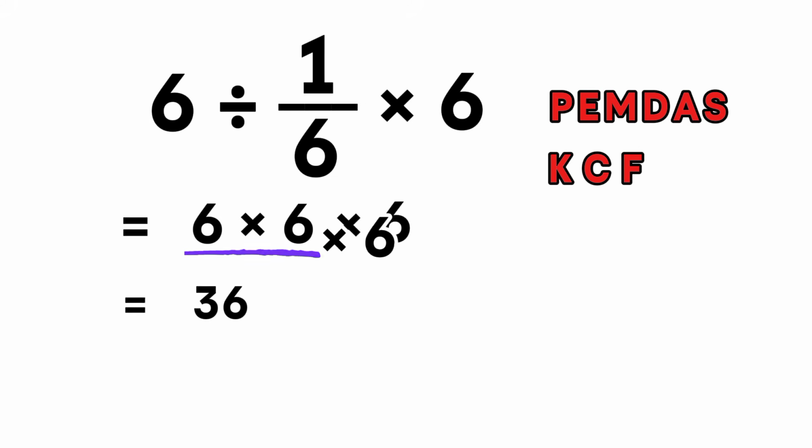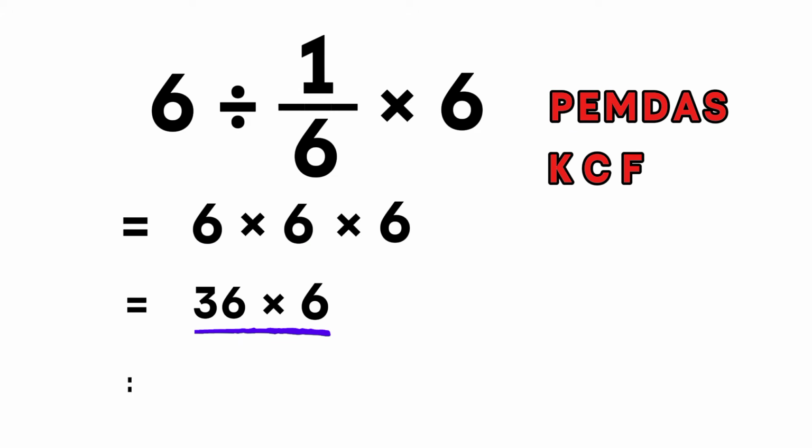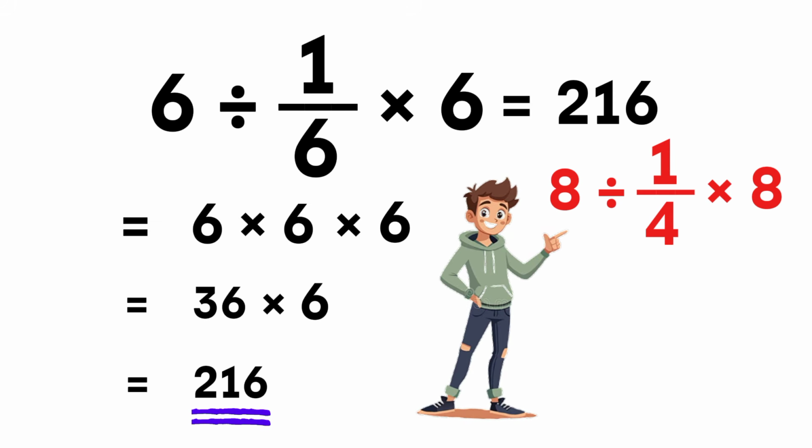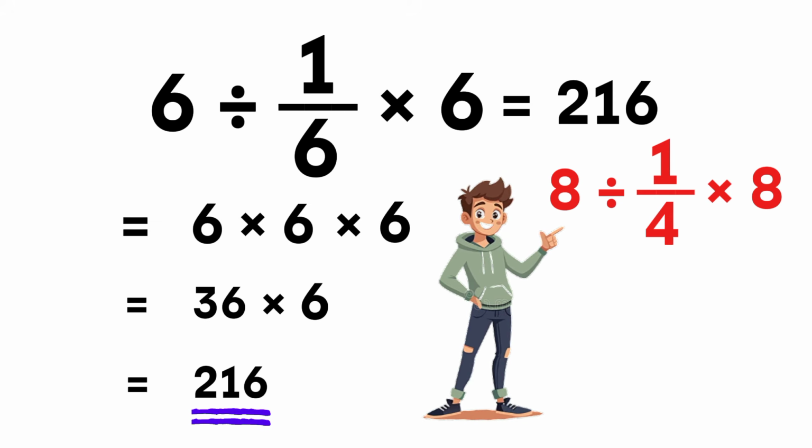Then we multiply that 36 by 6. 36 times 6 gives 216. Ooh, that's the real answer. 216. Here's your challenge. 8 divided by 1 over 4 times 8.